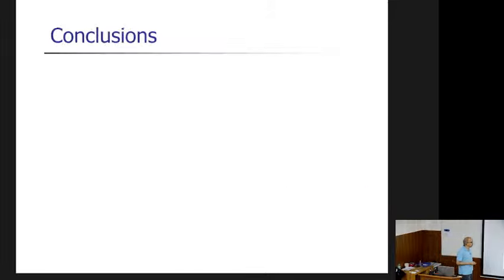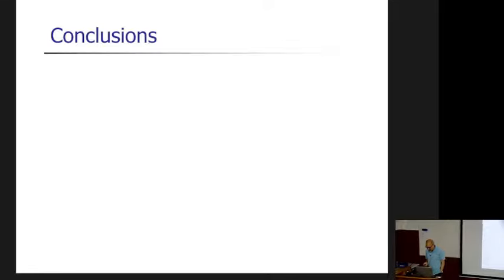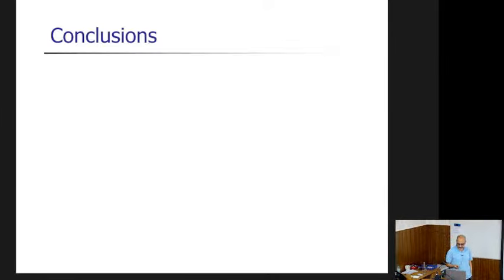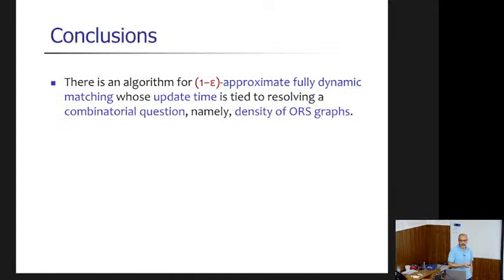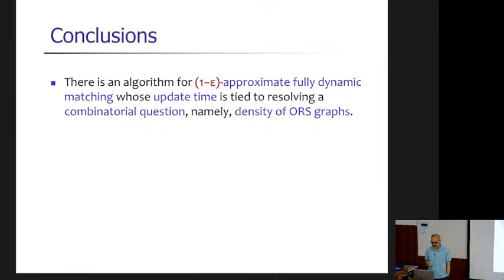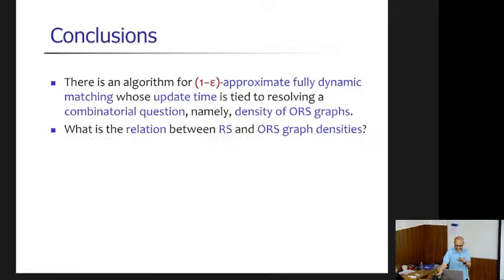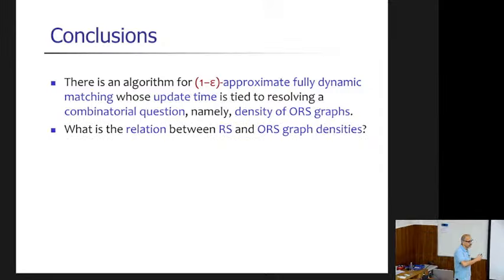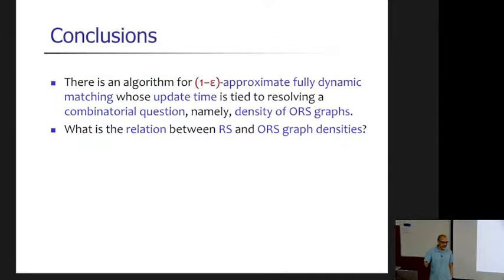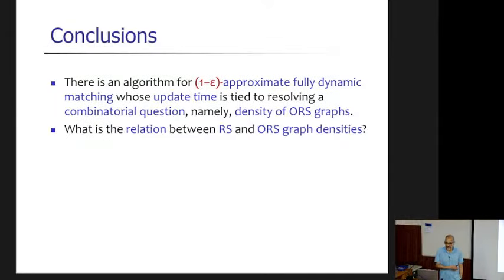Okay. So let me conclude with some final words. What we showed was that there is an algorithm for maintaining a 1 minus epsilon approximate fully dynamic matching, whose update time is now tied to settling a combinatorial question, namely understanding the density of ORS graphs. Okay? And of course, as Sagnik was asking, is there a way to relax this prefix or suffix induced property and just make it induced with respect to the whole thing?